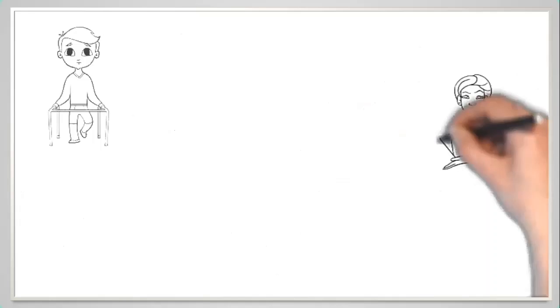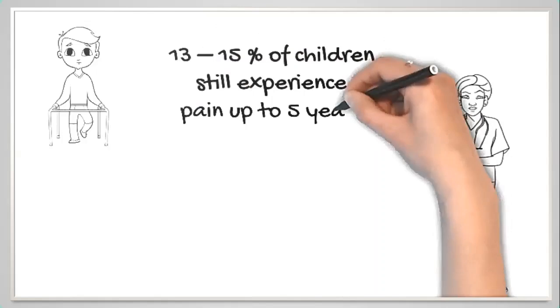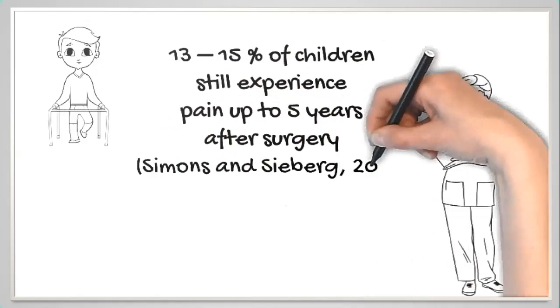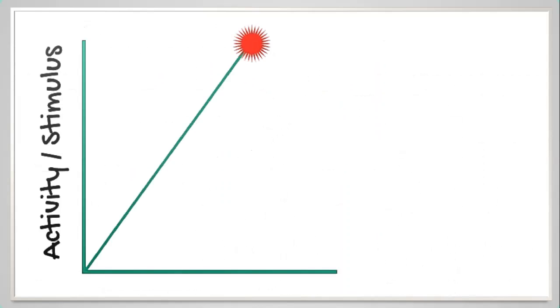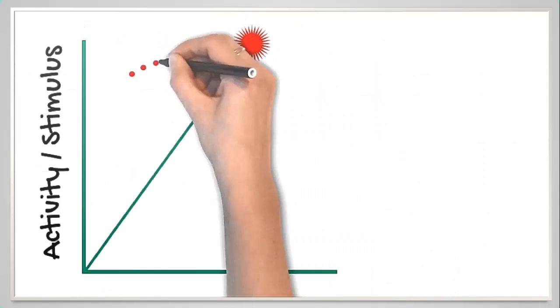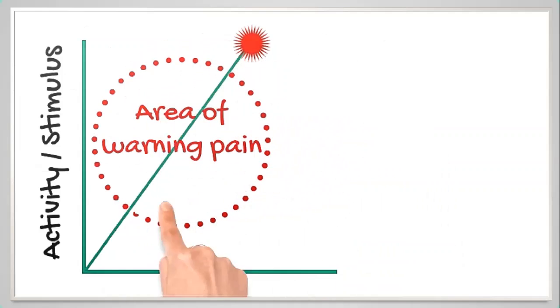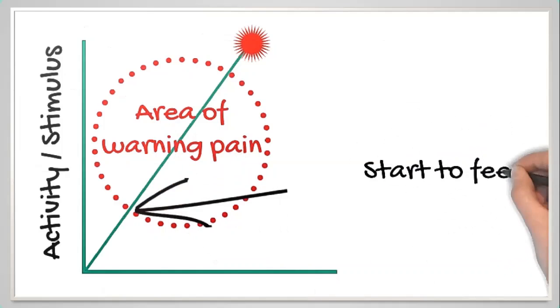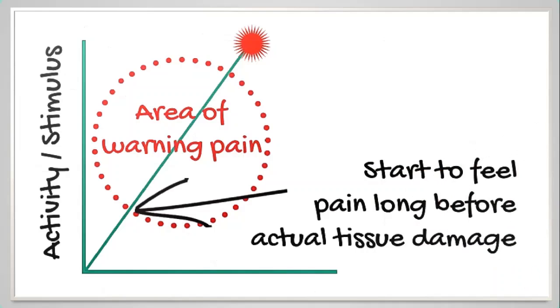A research study by Simons and Seberg found that 13 to 15% of children still experience pain up to 5 years after surgery. Remember our previous video where we have referred to the area of warning pain? An important aspect of chronic pain could be that a person starts to experience pain long before there is a chance of actual tissue damage.